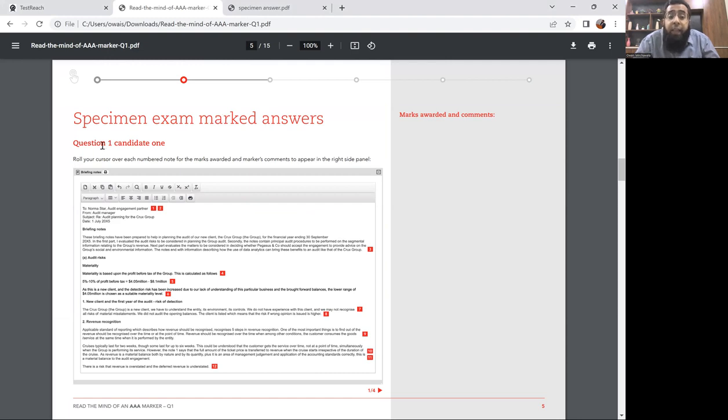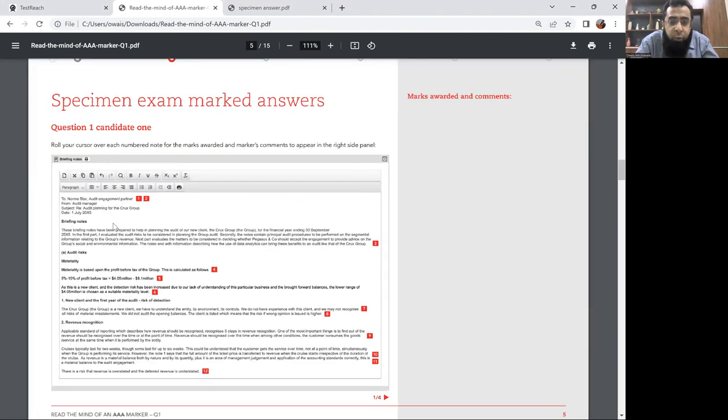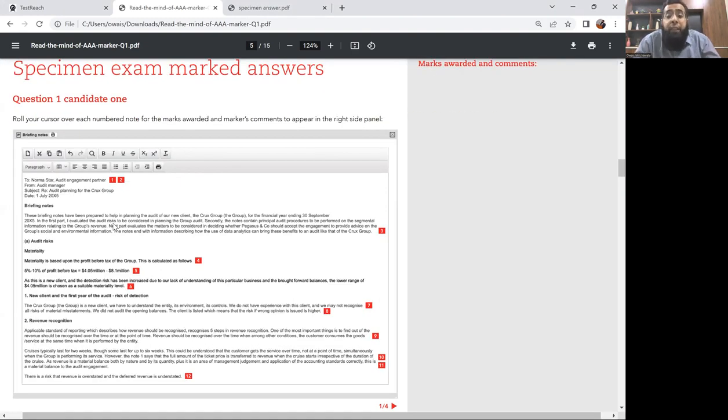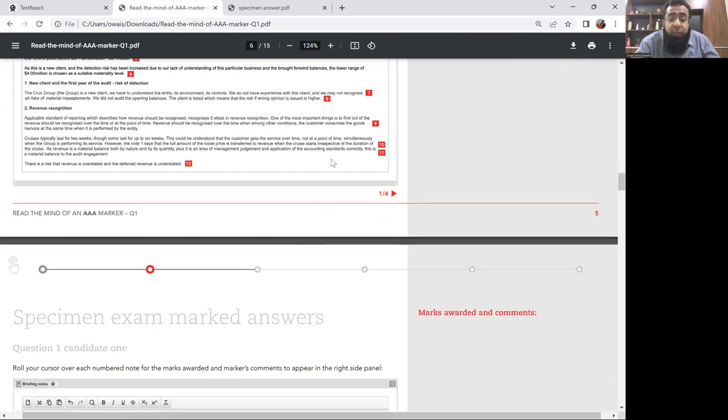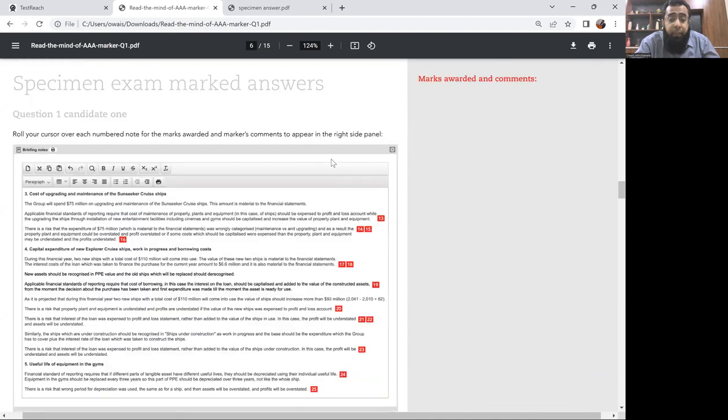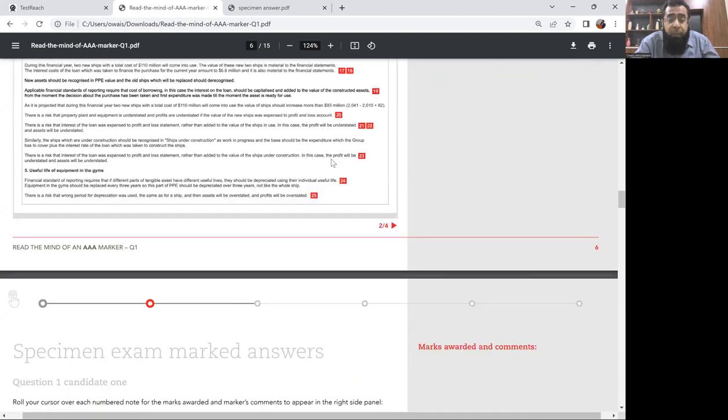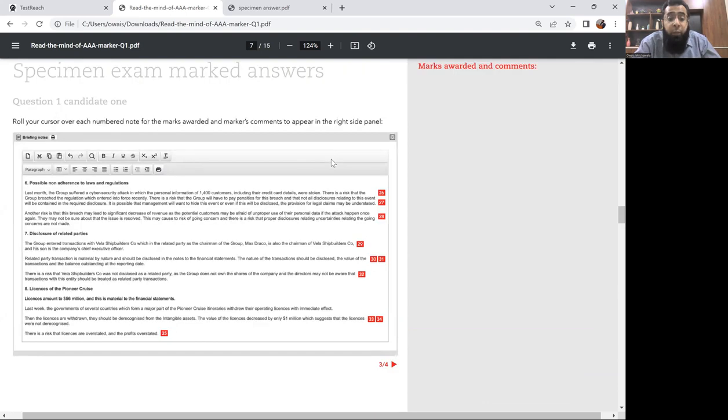Now this is the candidate 1 answer. The font is a bit small, so I will try and zoom maximum. But since we have to read the comments of the examiner also, like the student has prepared the format of briefing notes, the examiner has given note 1, note 2. When we drag our pointer on it, the marking and the comments will be given. So we will analyze the entire answer of this candidate 1. Now, I'm just going through the document first and then we'll go into detail.